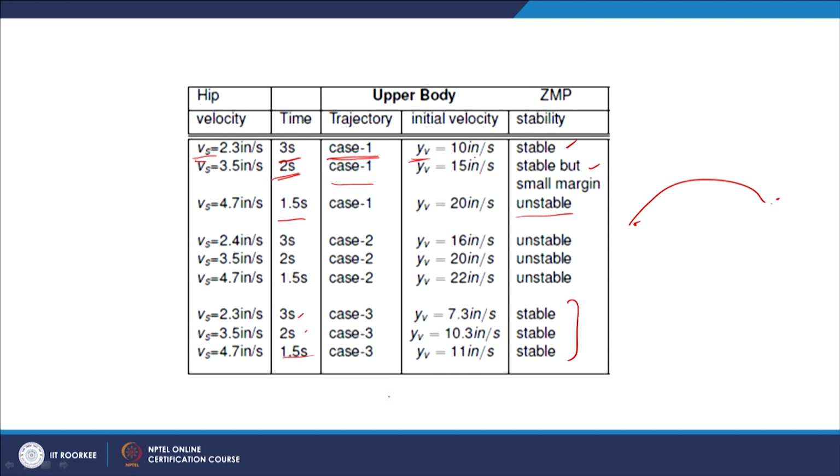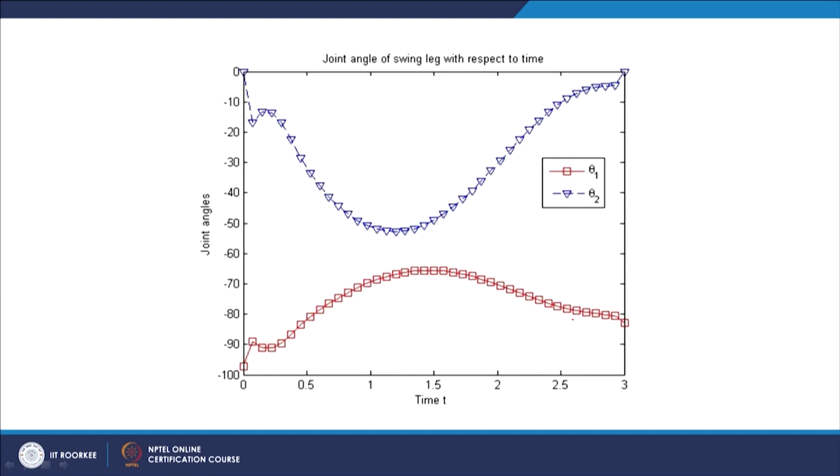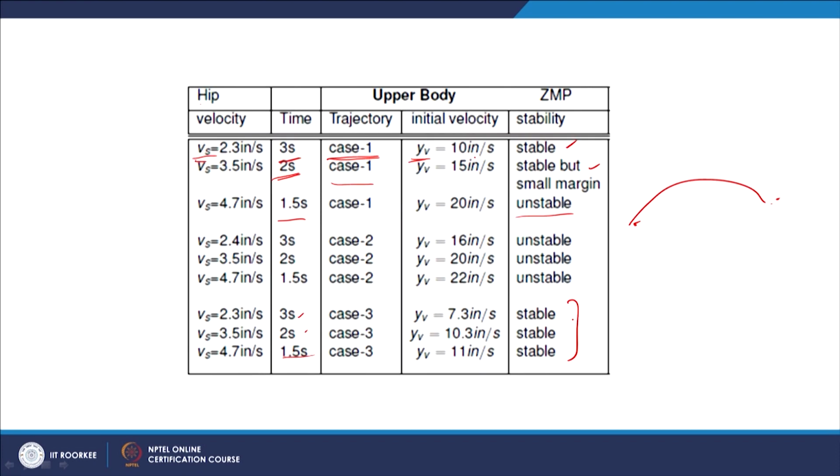But here also we can see that if you reduce the time further, then this case also becomes unstable. So, it is a little bit of a trial and error method, and because it is an introductory lecture, we can get an idea about how to derive trajectories and how to check the stability of a walking robot. And there are several other sophisticated methods which one can study from the literature.